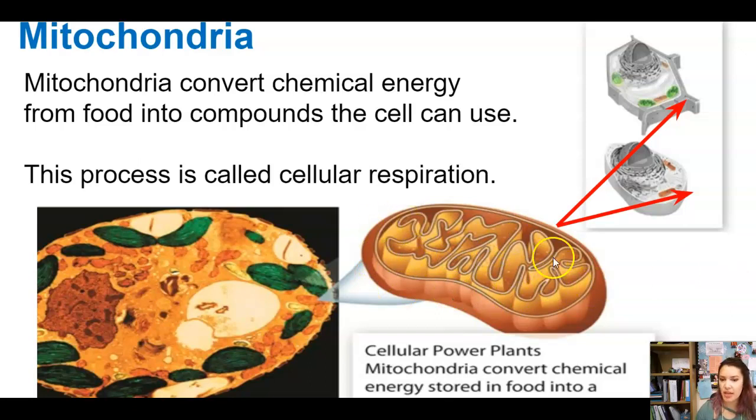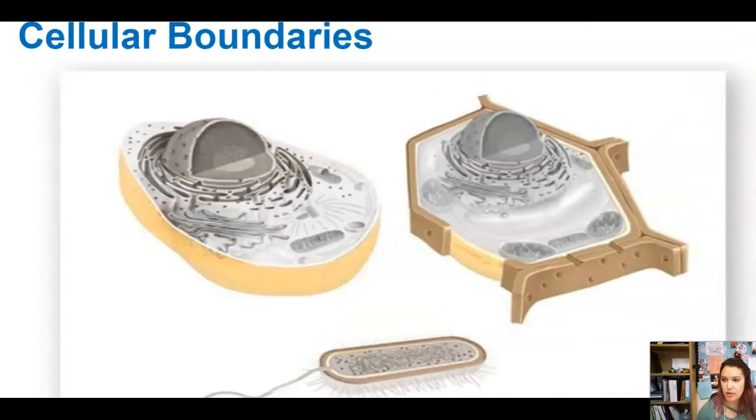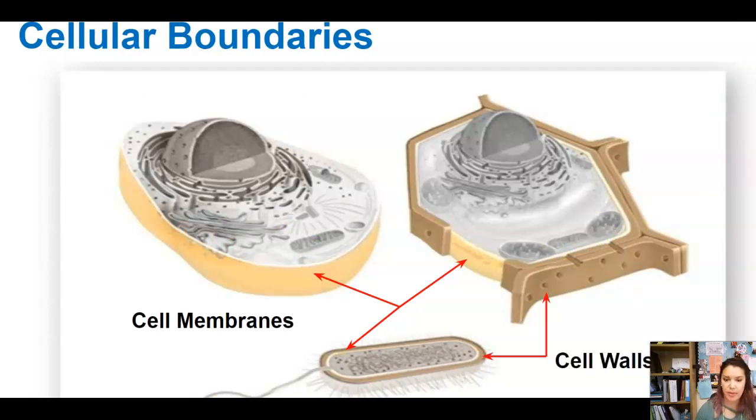Okay. And this is what the inside of the mitochondria looks like. It has a lot of surface area, similar in structure to what your brain looks like, so that there are lots of places for ATP to be made. Every single cell in your body has mitochondria in them for energy. Okay, and all three of them have cell membranes, but prokaryotes and plant cells will have cell walls.